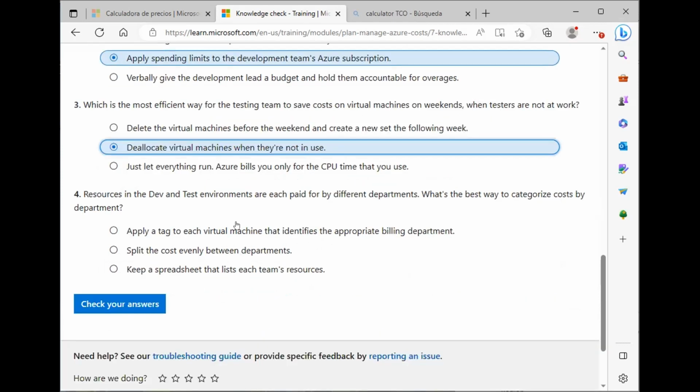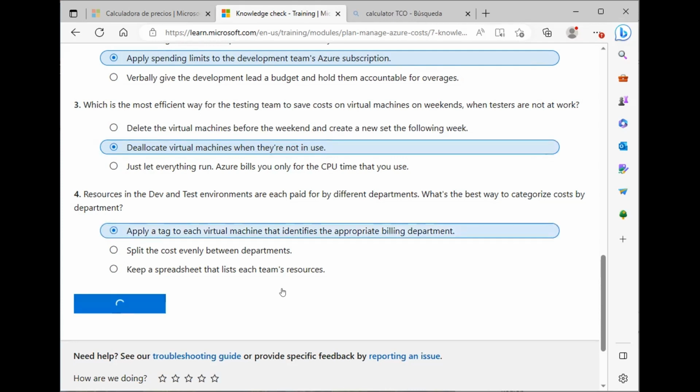The dev and test environments are each paid for by different departments. What's the best way to categorize costs by department? Apply a tag to each virtual machine that identifies the appropriate billing department. Split the cost evenly between departments. Keep a spreadsheet that lists each team's resources. Check your answer.